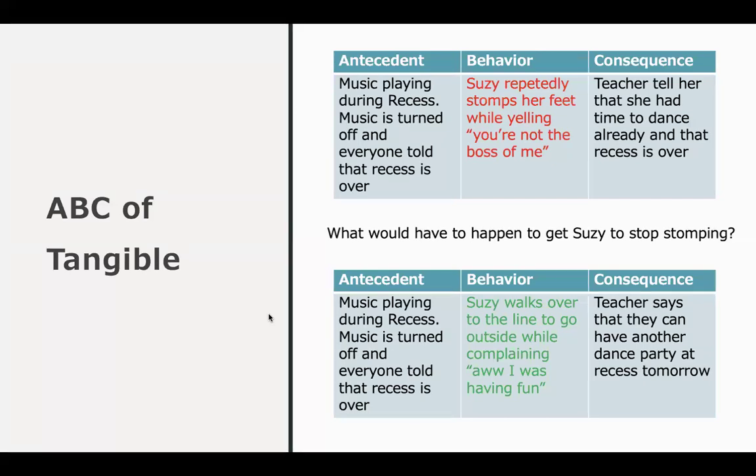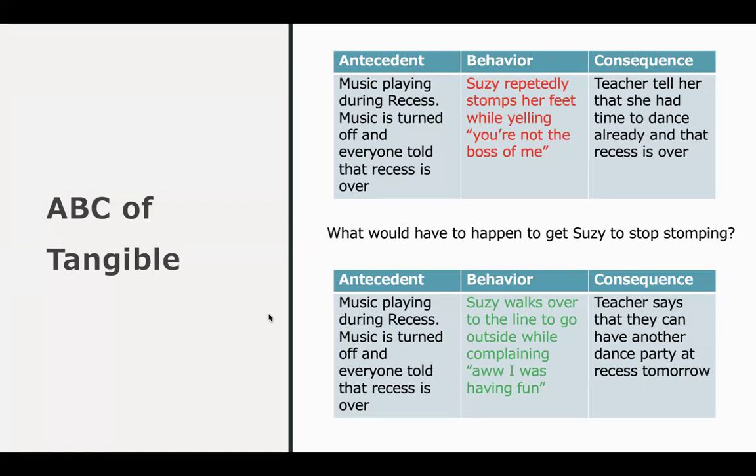So, what would have to happen to get Susie to stop stomping in that situation? Probably giving her the music again. And that is what indicates to us that it is a tangible function. So looking at our chart in the bottom with our green, what would we want her to do instead? She's upset because she's not able to have this music. We can't necessarily give her the music in that situation.